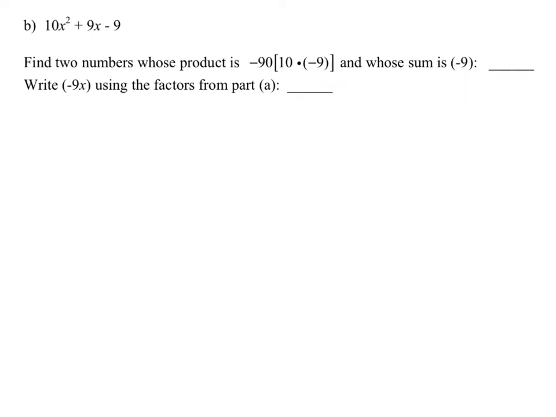To factor 10x squared plus 9x minus 9 using the grouping method or the AC method, we recognize that this is in the form of ax squared plus bx plus c. This is called the AC method because we're going to multiply a times c together, a being the leading coefficient and c is the constant. In this case, the a is 10 and the c is negative 9. So 10 times negative 9 is negative 90.